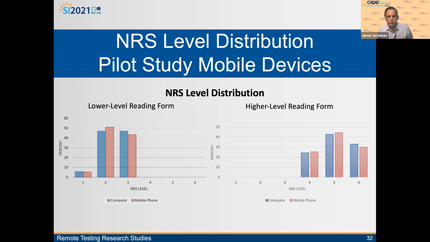So we looked at a higher level reading form as well, and you can see the distribution is fairly similar once again, based on this form that tests into NRS levels 4, 5, and 6. Computer and mobile phone, we see just a little bit higher examinee proportion into level 6 on computer compared to mobile phone.